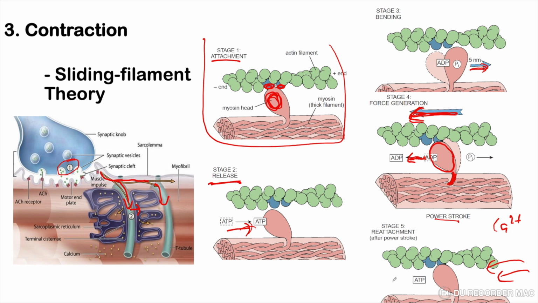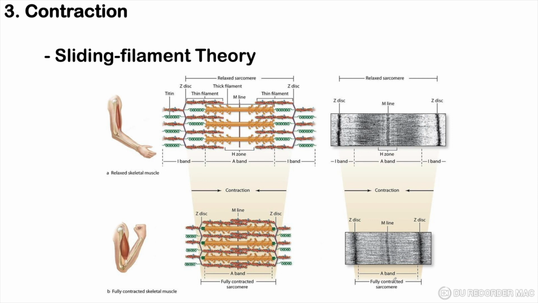This process is what we call the theory underlying contraction, the sliding filament theory. According to the sliding filament theory, our myosin filaments, which have heads, slide past the actin filaments that are here.